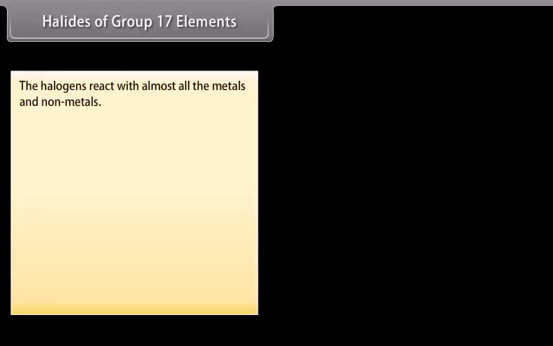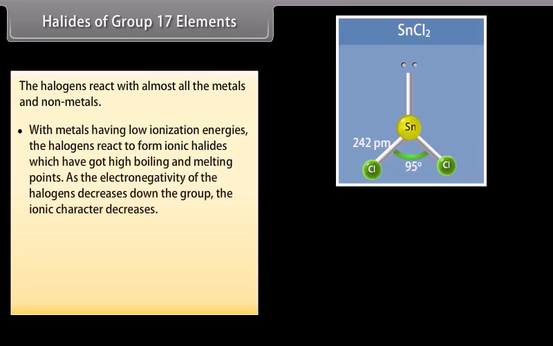Halides and group 17 elements. The halogens react with almost all the metals and non-metals. With metals having low ionization energies, the halogens react to form ionic halides which have got high boiling and melting points. As the electronegativity of the halogens decreases down the group, the ionic character decreases.